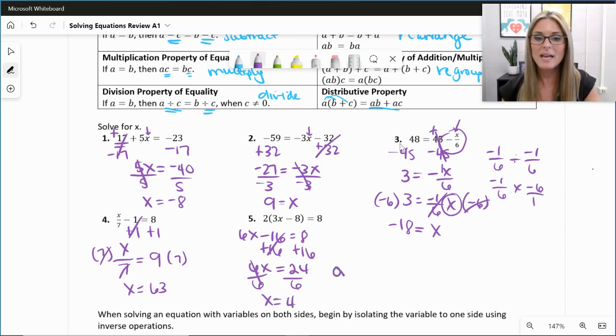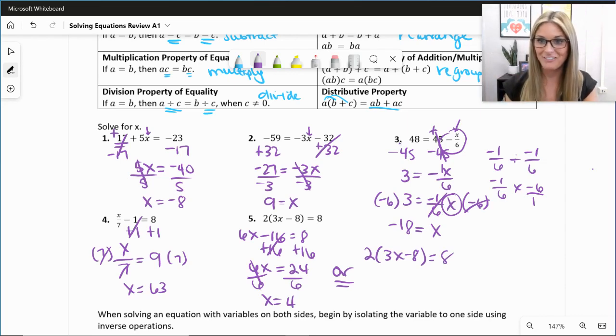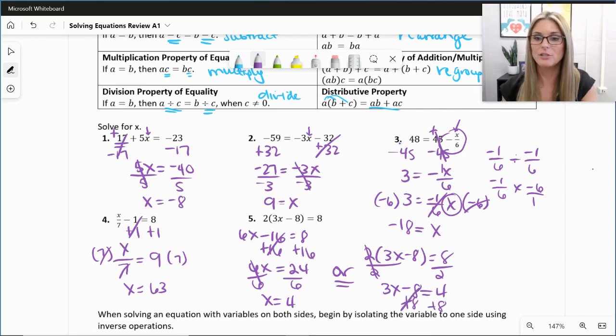I want to show you another way just in case you see it worked out differently on Delta Math. So we started with 2 times the quantity 3x minus 8 equals 8. And I said that it is 2 times the quantity of. So those are multiplying, right? You could start off by dividing away that 2 if you wanted to and have 3x minus 8 equals 4. Add 8 to both sides, solve the two-step equation from there. So let's see, 4 plus 8 is 12. Divide both sides by 3. Guess what answer I'm getting? The same, x equals 4.